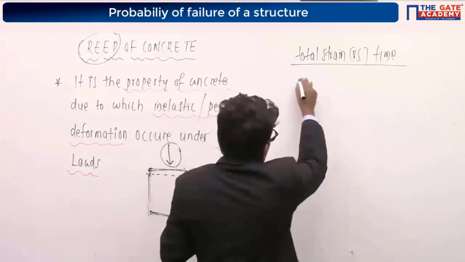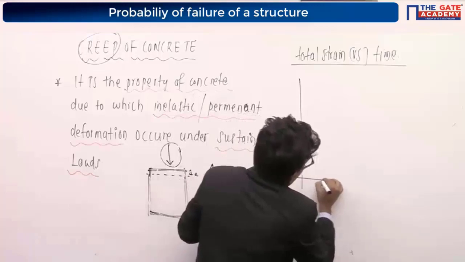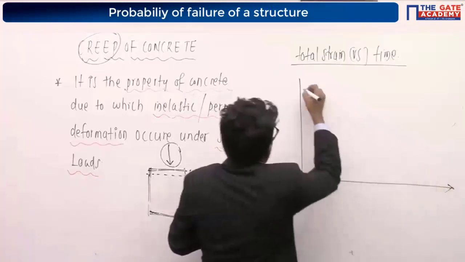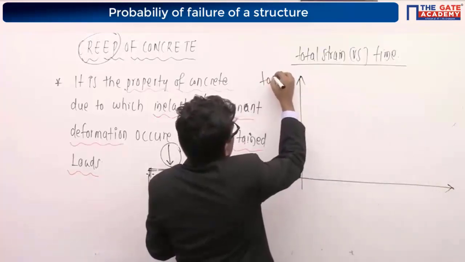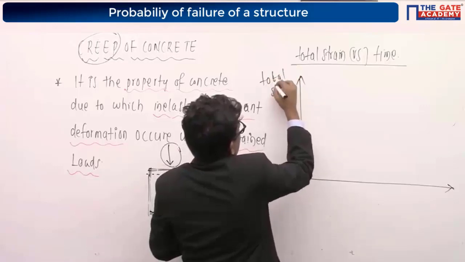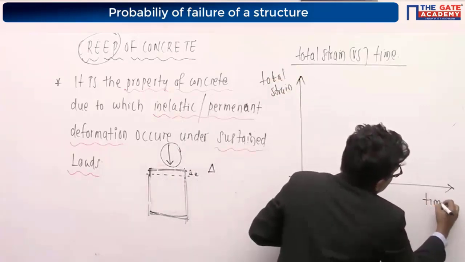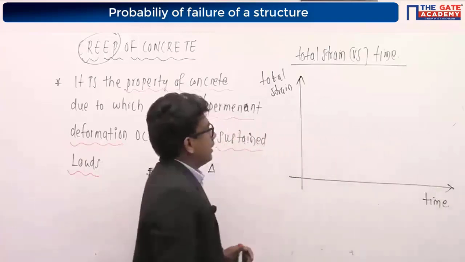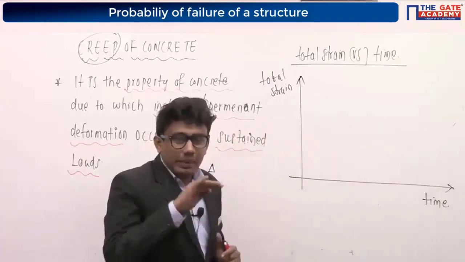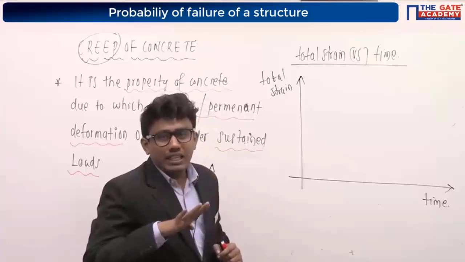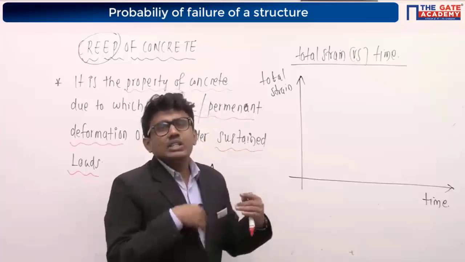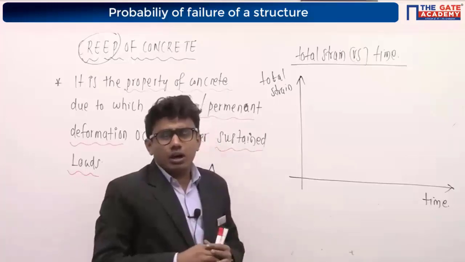See, I'm going to take total strain in the y axis. This is total strain in the y axis. And in the x axis I am going to consider time, right? Immediately after the application of the load, which strain will occur in the concrete structure?